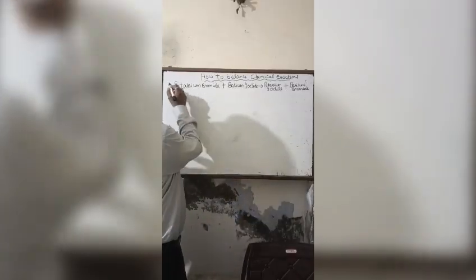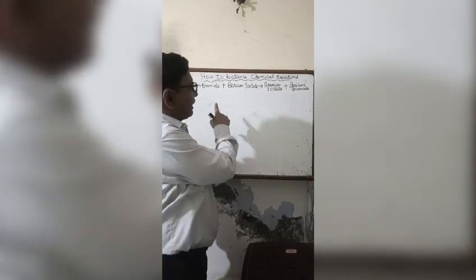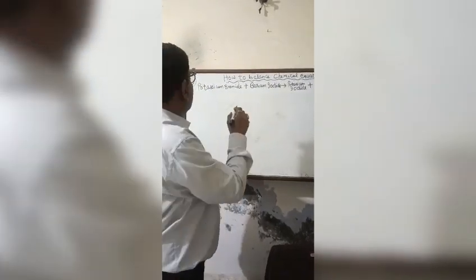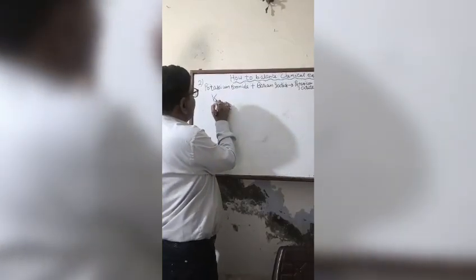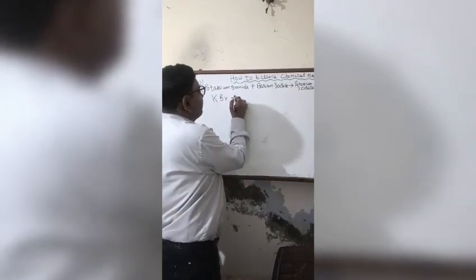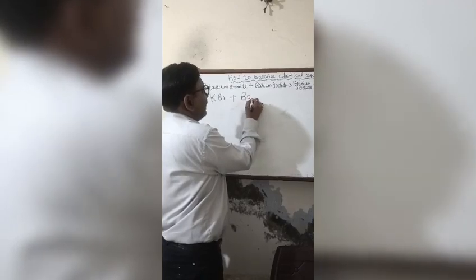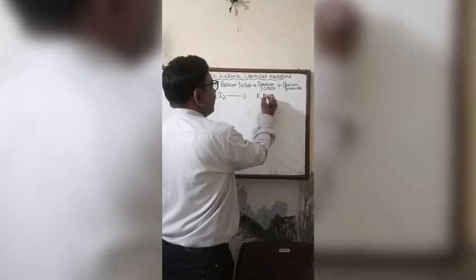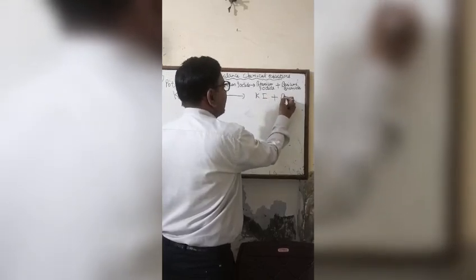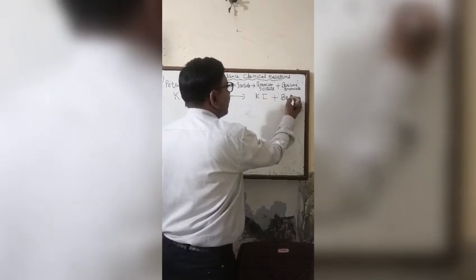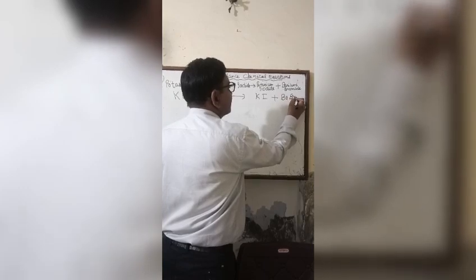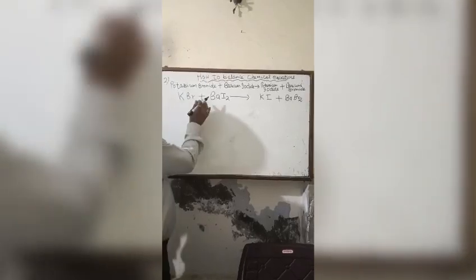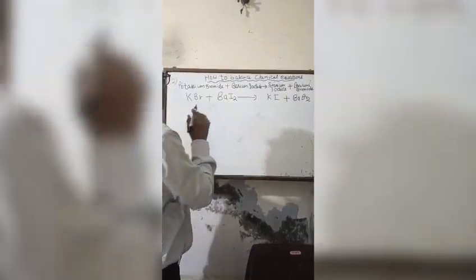Now the second equation is potassium bromide plus barium iodide gives potassium iodide and barium bromide. The symbol of potassium bromide is KBr, plus barium iodide BaI2. Potassium iodide is KI and barium bromide is BaBr2. Now we have to balance it.